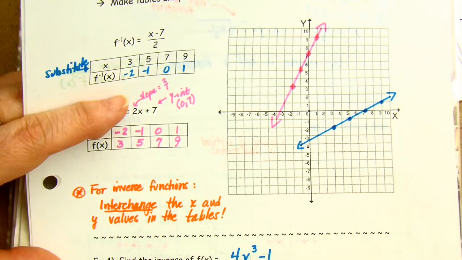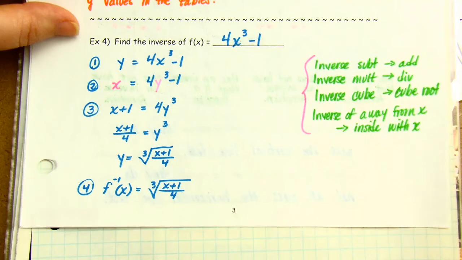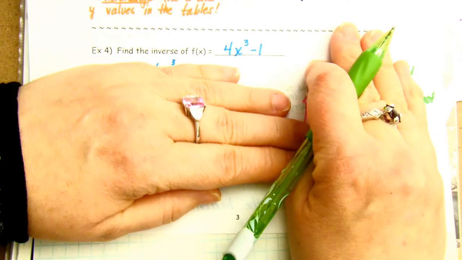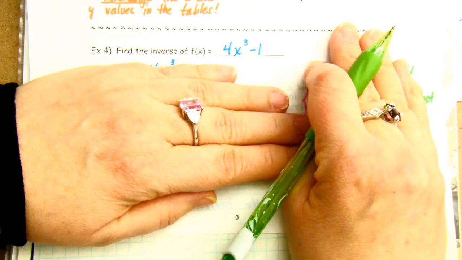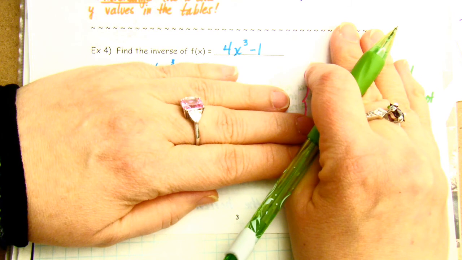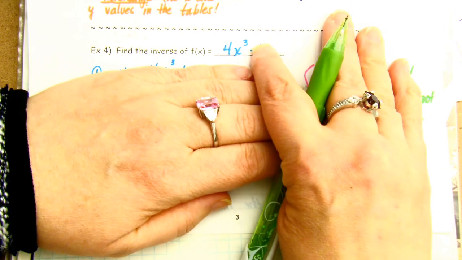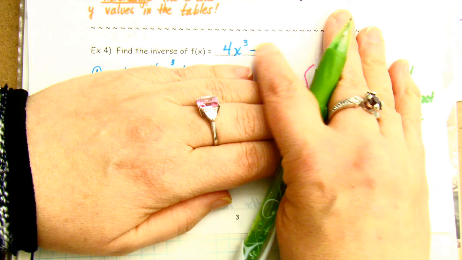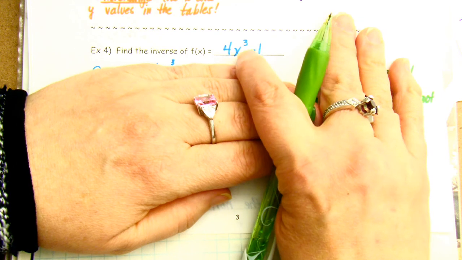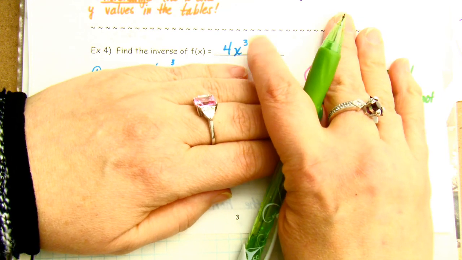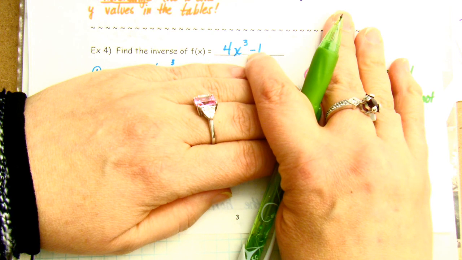Example 4. Find the inverse of 4x cubed minus 1. So for me, I like to try to guess the inverse. It's all with respect to x, though, right? The 1 here is not grouped with x. So it's like 4x cubed minus 1. So the inverse of not grouping with x would be to group with x. And not subtract 1, but plus 1. So I'm thinking x plus 1.